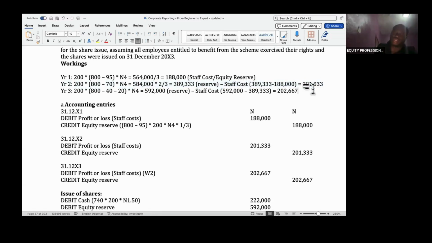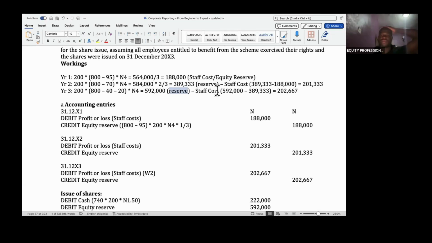In year three, 200 options multiplied by 800 minus 40 minus 20, because 40 left in year one, 20 left in year two, and none left in year three. So multiply that by the fair value of the option at the grant date. Then we have 592,000. And that's the value of our reserve. That's the worth of this option that we need to give to our employees.